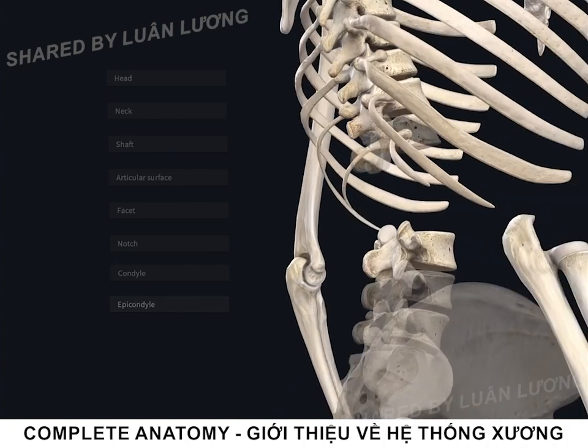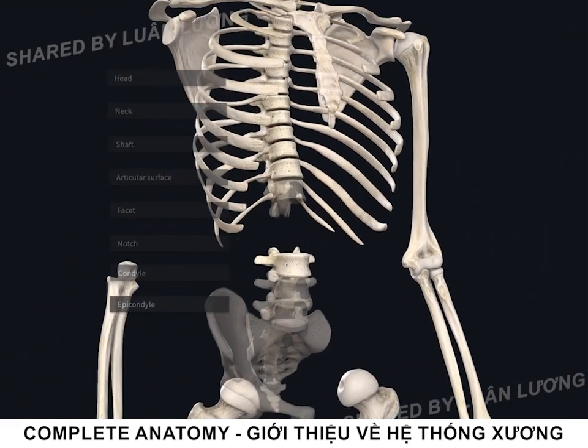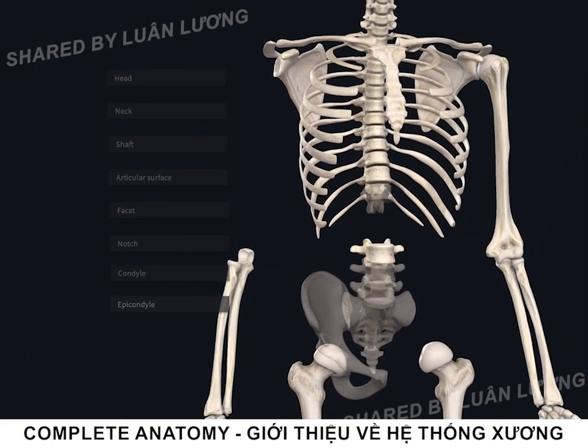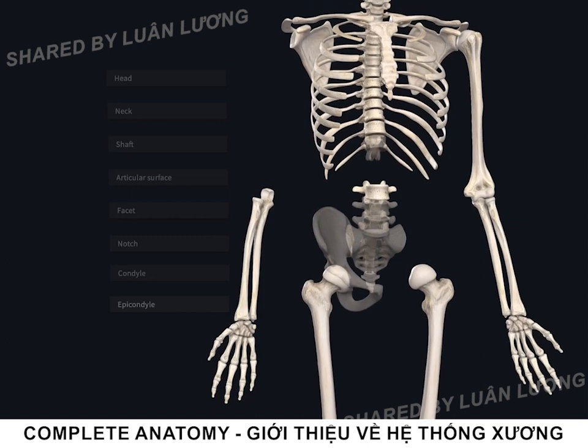Now, there's a lot of different terms that you're going to learn as we go throughout this course, and I highly recommend taking the time to explore the skeleton and familiarize yourself with the different parts and surfaces, as well as these terms that I've just introduced.